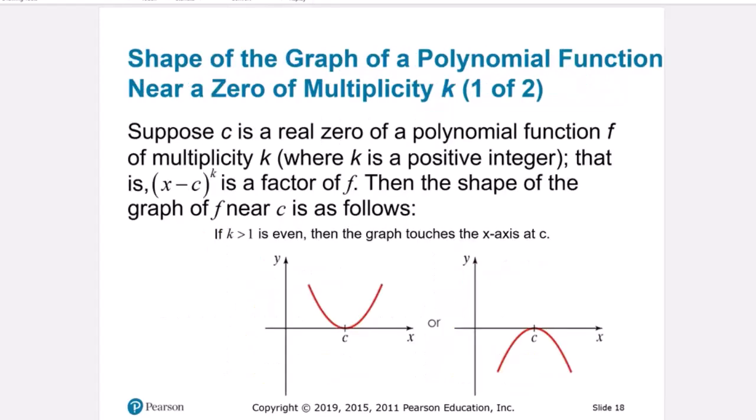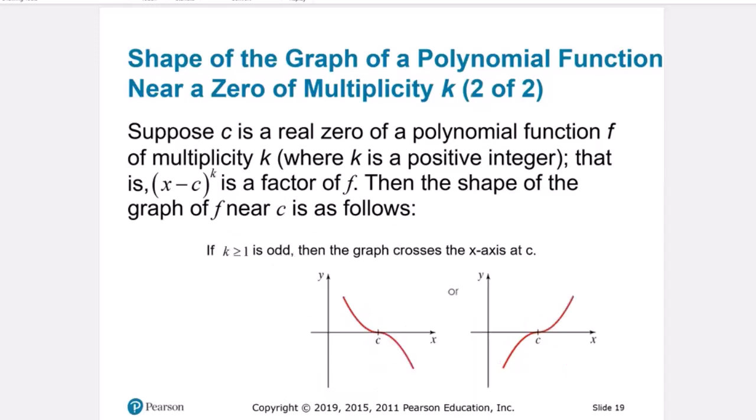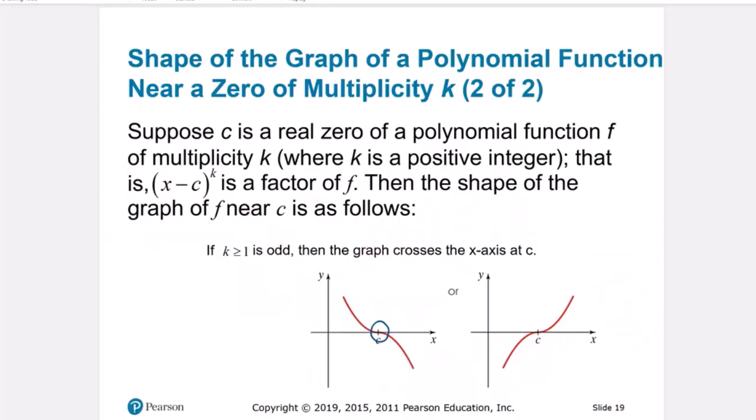The shape of the graph of a polynomial function near a zero of multiplicity k. If this is where my graph is hitting the x-axis, I can tell if I have x minus c to some power, that power has to be even. And if it's odd, then you can see that it actually looks like a line. So I can tell that this has an odd multiplicity, so x minus c to some power would be an odd power. And I know that because it's crossing.